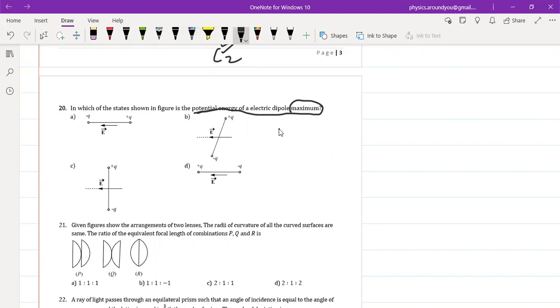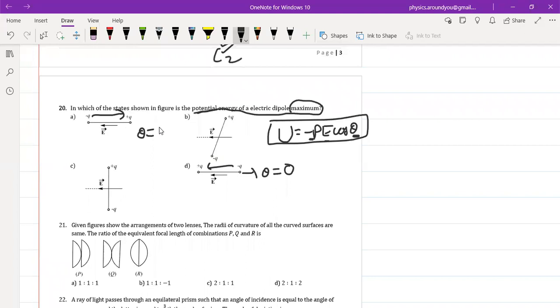We know the formula is U is equal to minus PE cos theta, where theta is the angle between the dipole moment and the electric field. Here, dipole moment and electric field are opposite to each other. So cos theta becomes minus 1. Here, dipole moment and electric field are in the same direction. Therefore, theta here becomes 0. Here, theta becomes pi or 180 degrees.